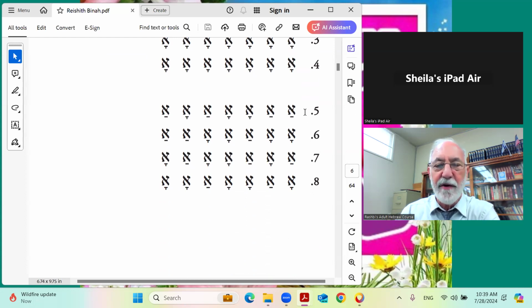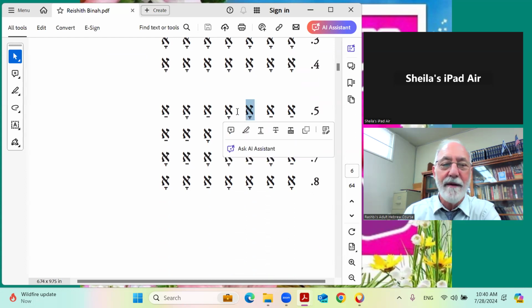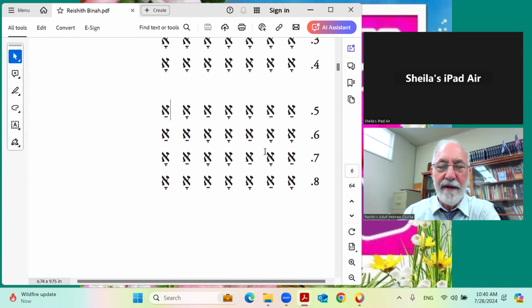Okay, line 5. Here's where we mix them up a little bit. But for our purposes, it's all the same. Okay, let's do another one. Line 6. Okay, so now you're all experts in the vowel ah and the letter aleph.